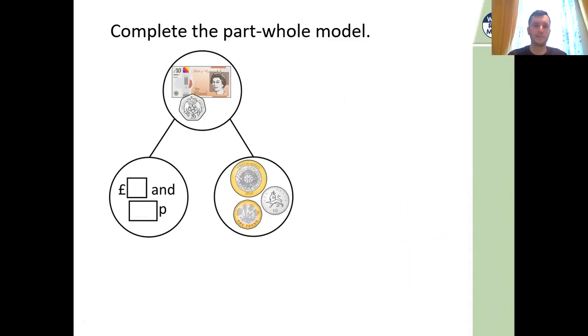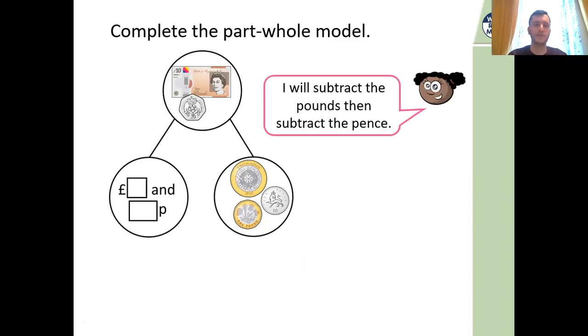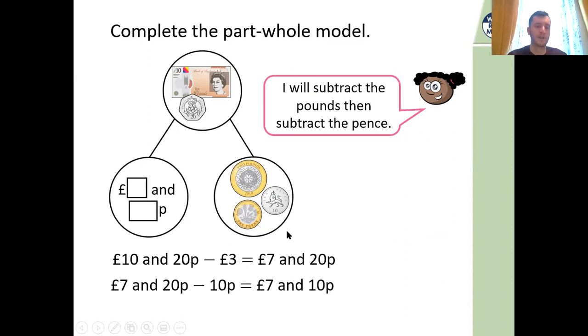Let's look at the other method again. So we've got the same amounts, the same part whole model. I'm going to start by subtracting the pounds and then the pence. So I have £10 and 20 pence, and I'm going to subtract those £3 first of all, which is equal to £7 and 20 pence. I then need to subtract the pence. £7 and 20 pence take away that 10 pence coin is equal to £7 and 10 pence. So that's the second method to solve it. And again, you can choose which one you find easier.